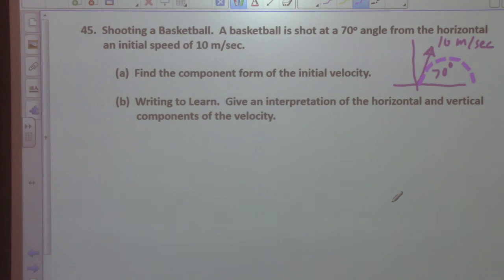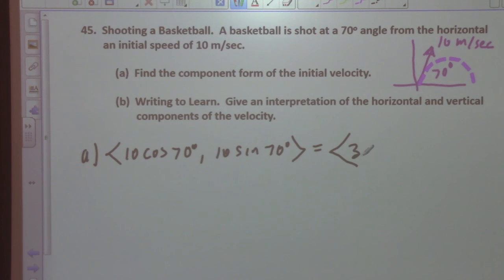All right, we have for this one, Elizabeth. What do we have here? I set it up and it's 10 cosine 70 degrees, comma, 10 sine 70 degrees. And that's going to be equal to 3.420, okay, and 9.396. And it says, writing to learn, give an interpretation of the horizontal and vertical components of velocity.